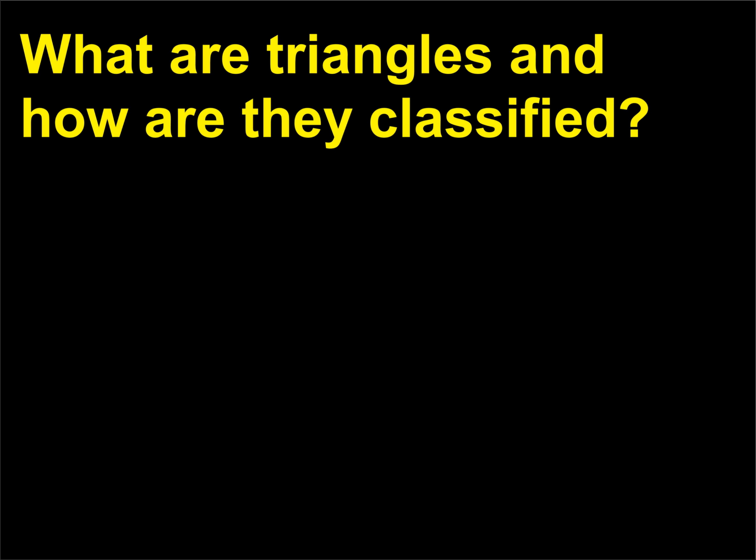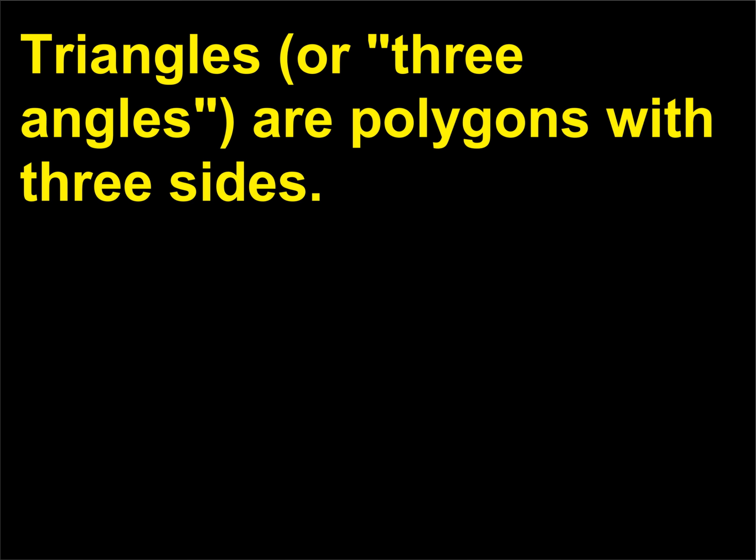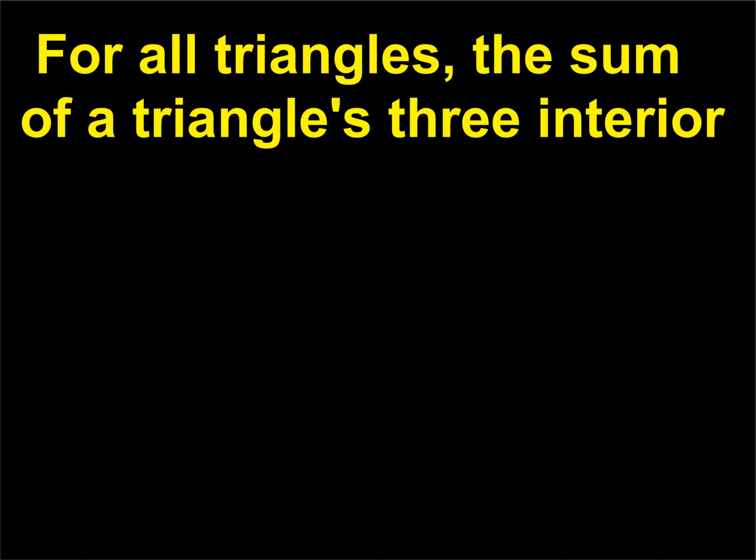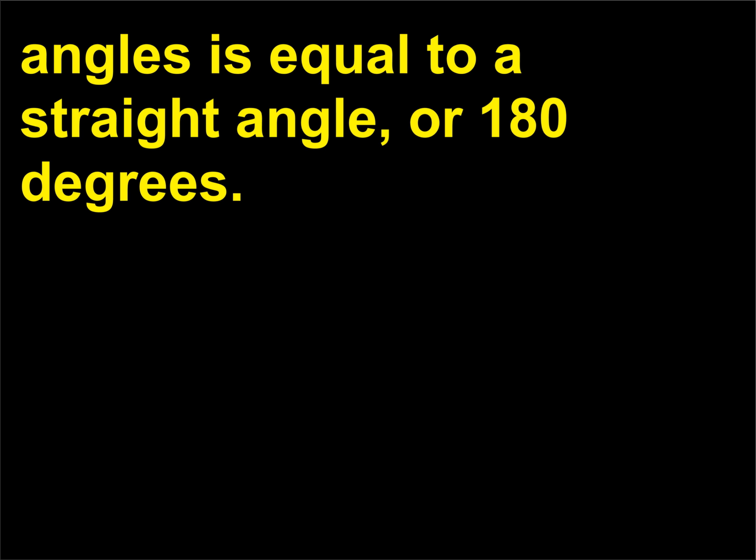What are triangles and how are they classified? Triangles, or three angles, are polygons with three sides. A triangle's three line segments, or sides, are joined together at three vertices, endpoints. For all triangles, the sum of a triangle's three interior angles is equal to a straight angle, or 180 degrees.